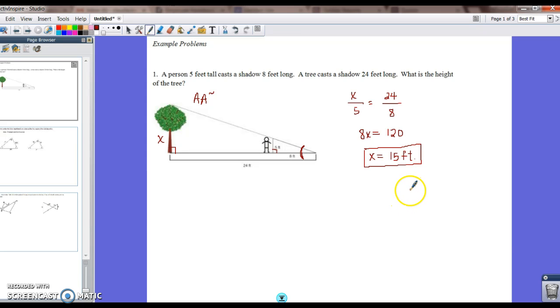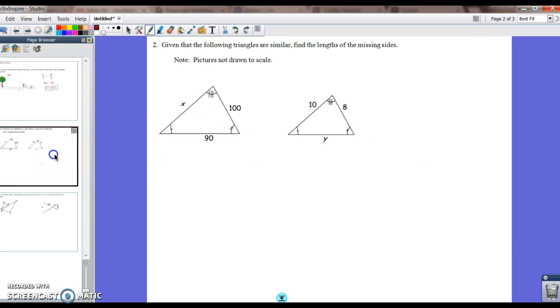Okay, let's go ahead and take a look at the second example. The second example says, given that the following triangles are similar, find the lengths of the missing sides. Okay, so we can tell that they're similar, even though they told us. We can tell because, again, we have these corresponding angles being congruent. And because of that, remember, our sides are proportional. We have two missing values here, so we're going to have to do it as two separate proportions, right?